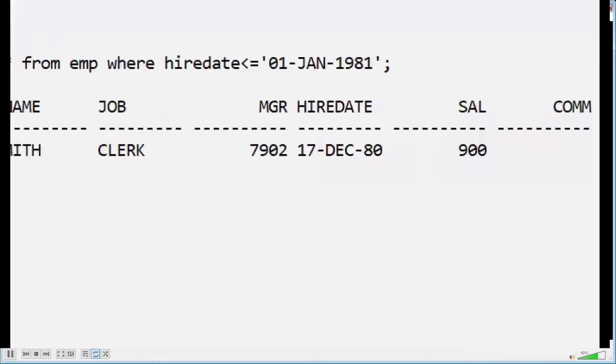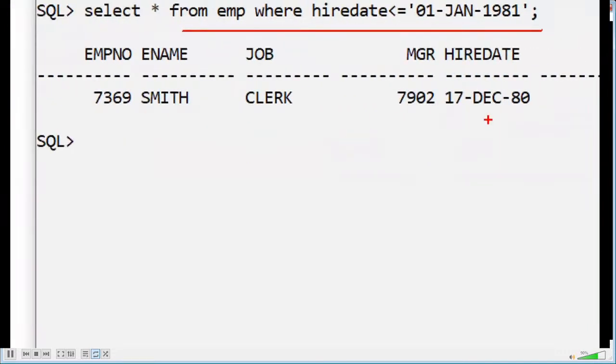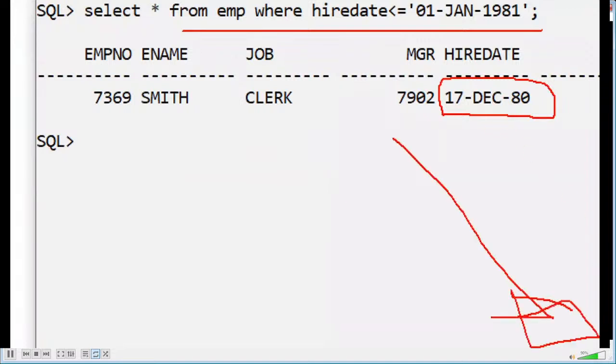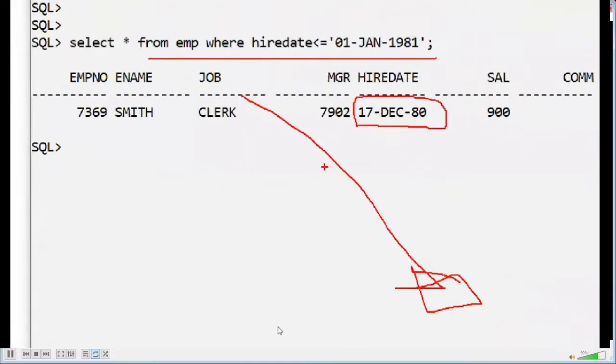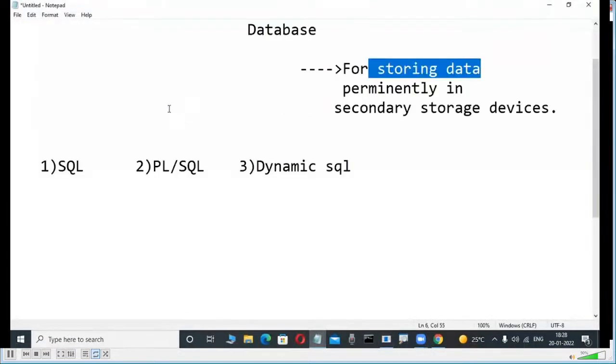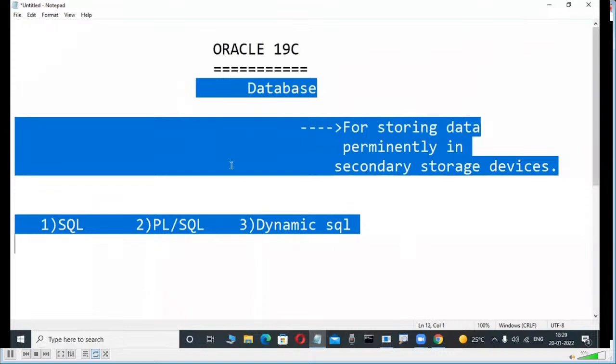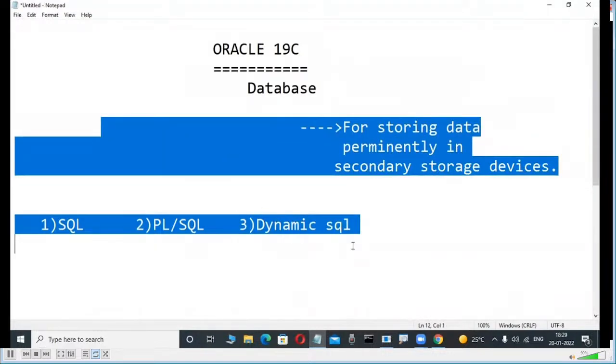The data is displayed automatically, isn't it? With a single line of code, the employees who joined before 1981 are automatically retrieved from the database. That is why efficient data retrieval is so powerful. This is possible only through these databases and these languages.